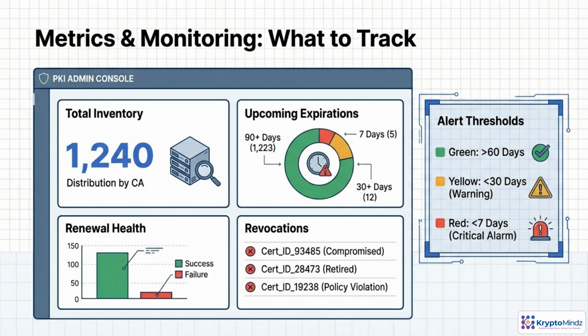You also want to monitor renewal health. Are renewals succeeding automatically, or are you seeing growing numbers of failures and manual workarounds? Spikes in failures usually mean broken automation, or policy changes that haven't been rolled out cleanly. Finally, keep a close eye on revocations. Each revoked certificate should have a clear reason, like compromise, retirement, or policy violation. Unexplained or frequent revocations are a signal to investigate your key management and issuance controls.